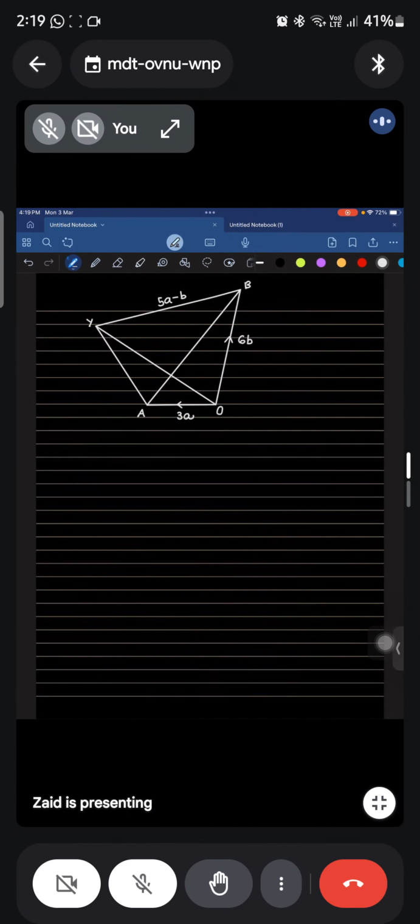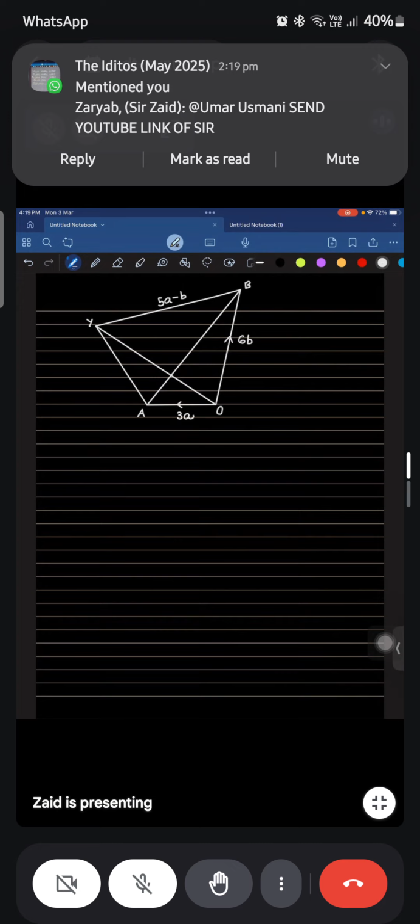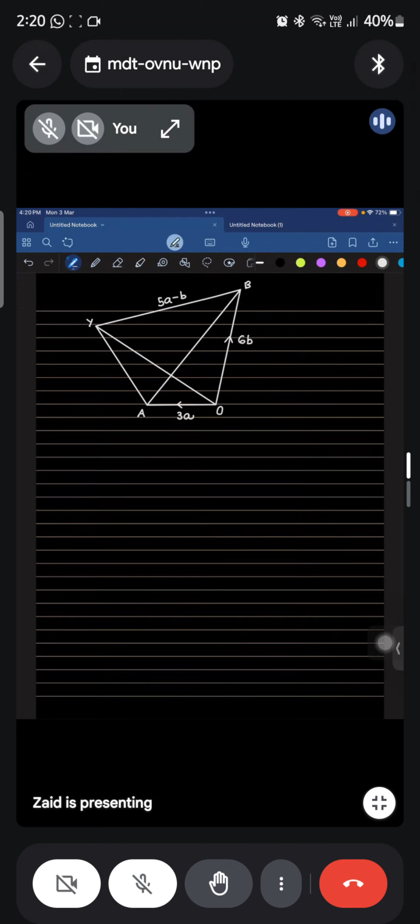Okay, look at this question. This question says OAYB is a quadrilateral. It's a quadrilateral, it's not a parallelogram. So just don't make the other side 6B as well. You can only make it the same when it's a parallelogram, where the parallel sides are equal. This is not the case in this one. So OAYB is a quadrilateral. OA is 3A, and OB is 6B.